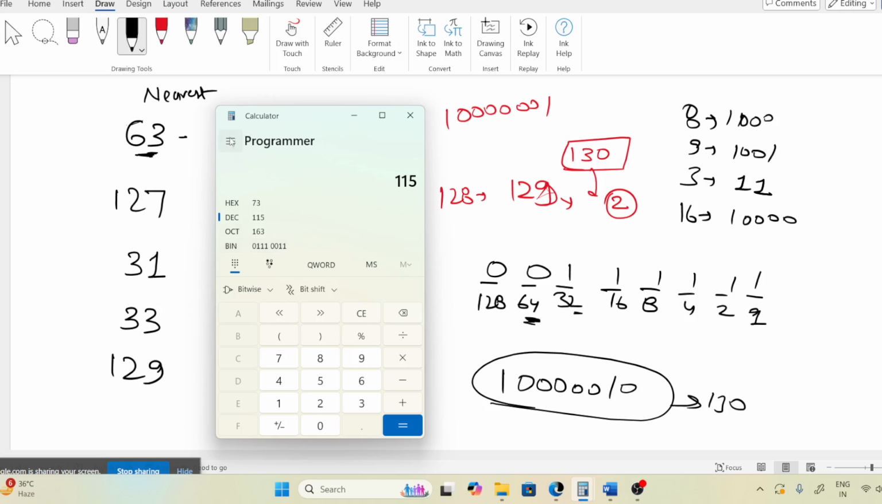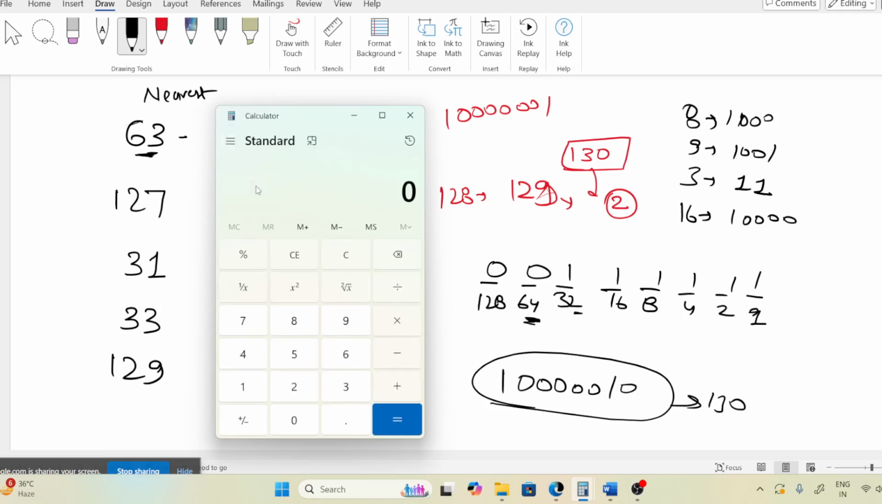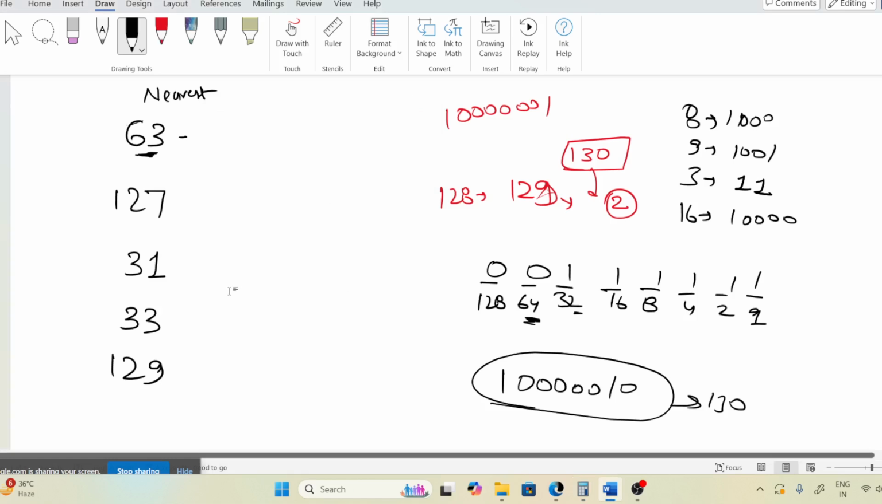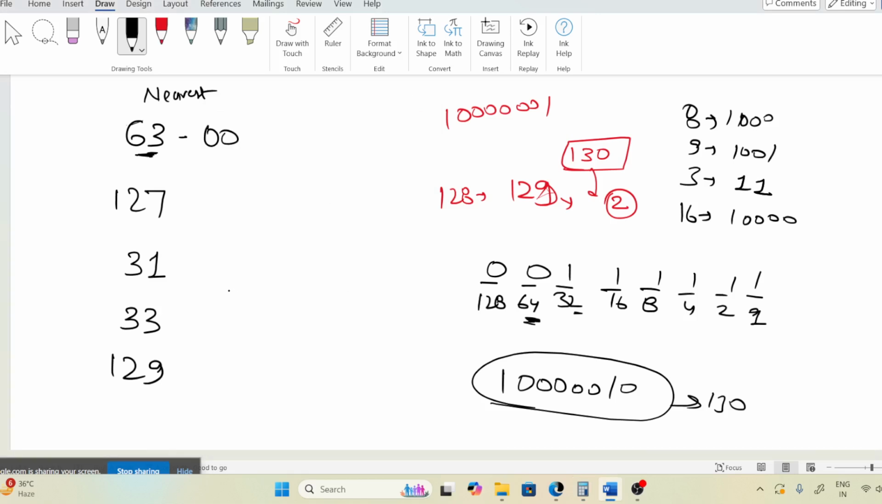But in the exam we don't have a calculator, right? So I'm using standard here: 32 plus 16 plus 8 plus 4 plus 2 plus 1. So this will become 63. Okay, sir, you have told it very right. Like this, I need to write 127. So 127 I need to write. Again, I need to look at the nearest number.